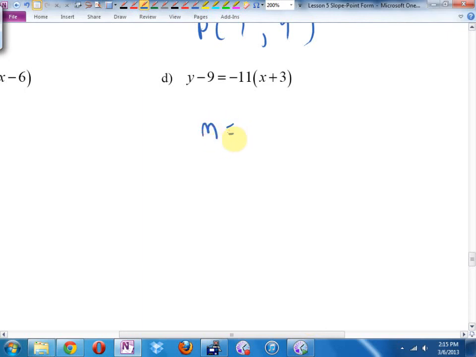What's the slope? What's the point? Negative 3, comma 9.